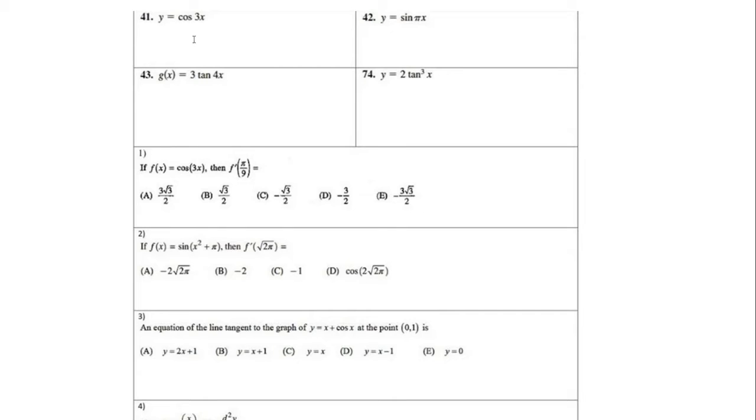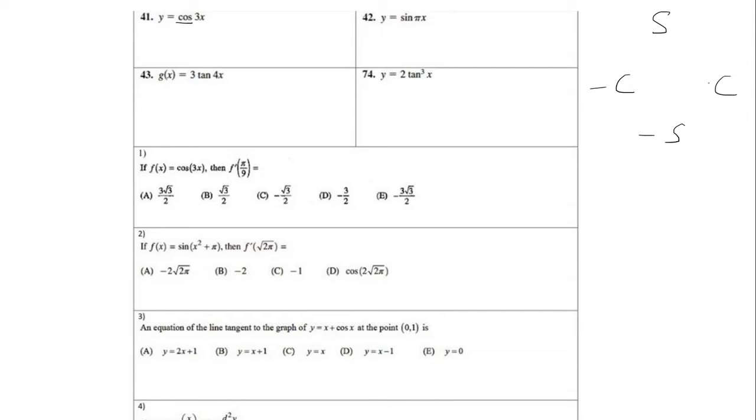Let's find the derivative of y equals cosine 3x. For this, we have to use the chain rule. So the first step is to take the derivative of cosine. A good way to find the derivatives of sine and cosine is to use this chart here.